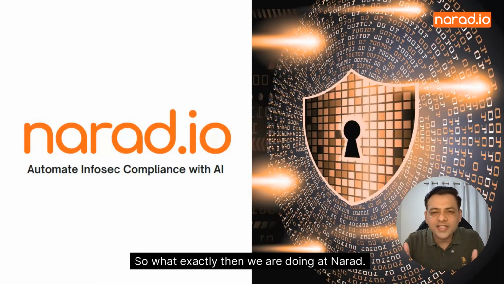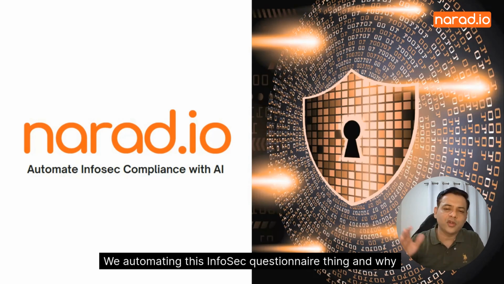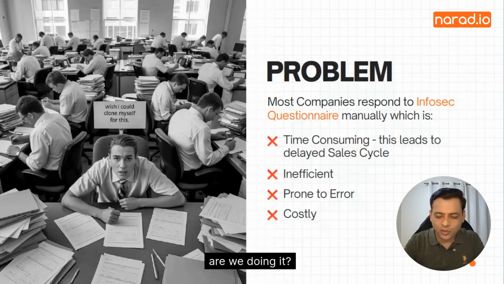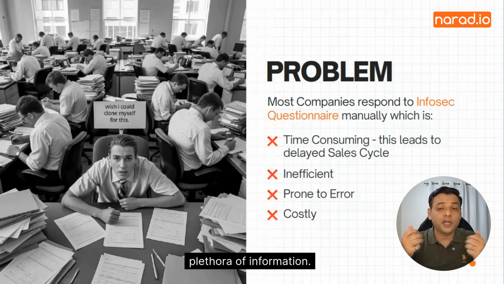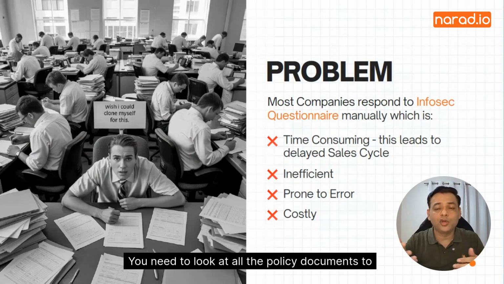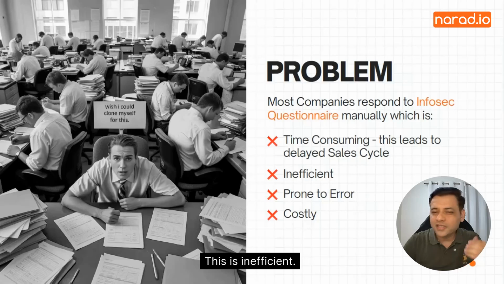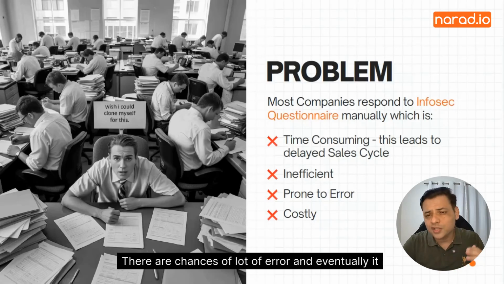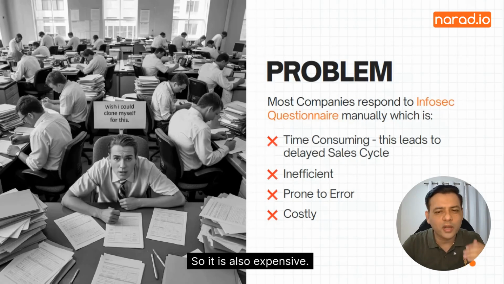So what exactly are we doing at Narad? At Narad, we are automating InfoSec compliance. We are automating this InfoSec questionnaire process. And why are we doing it? Because right now, when you need to prepare the response, you need to look at a plethora of information. You need to look at all the policy documents to prepare the response. This is very, very time consuming. This is inefficient. There are chances of a lot of errors, and eventually it takes a lot of time, so it is also expensive.